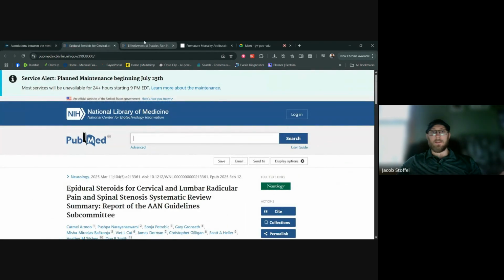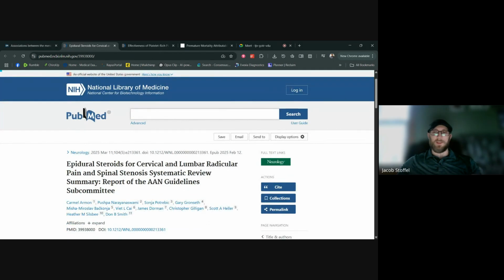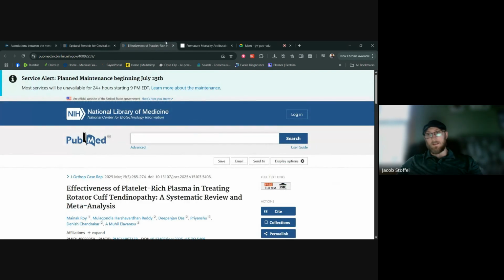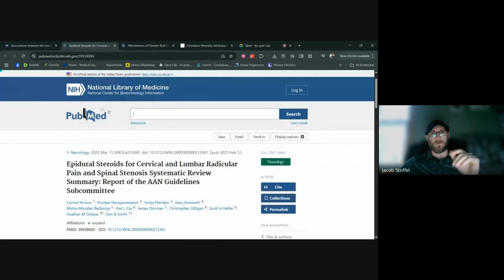Now, the next 2 studies essentially go hand in hand for what I want to say about them. And if we actually look at this closely, they kind of say the same thing, even though they're technically different substrates. So first up is the epidural steroid injection for cervical and lumbar radicular pain, spinal stenosis. It's a systematic review. The next study after that is the effectiveness of platelet-rich plasma, PRP, injections in treating rotator cuff tendinopathy, a systematic review. So I'm going to tease it a little bit. They essentially have the same finding, but let's walk through the first one.